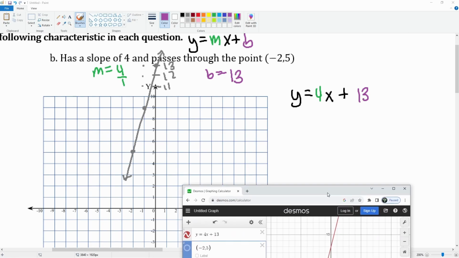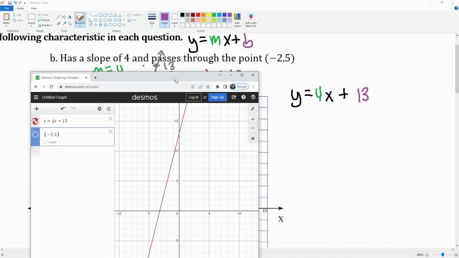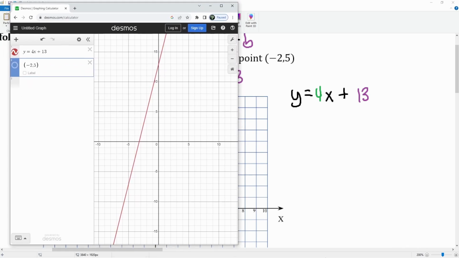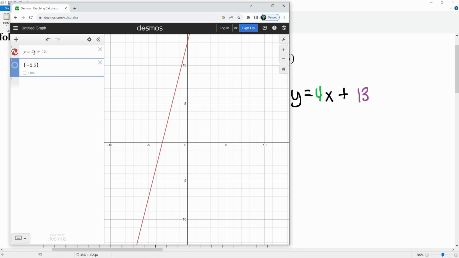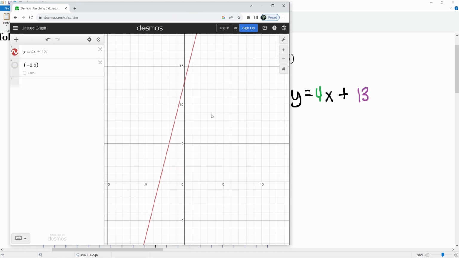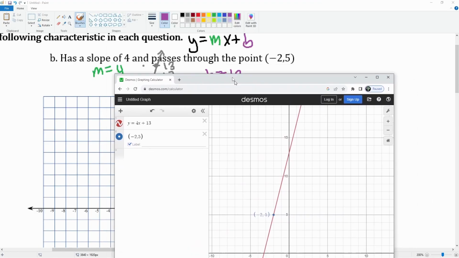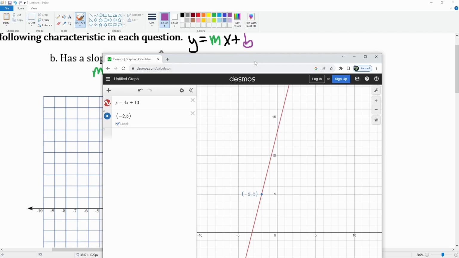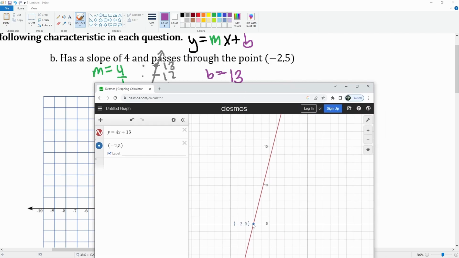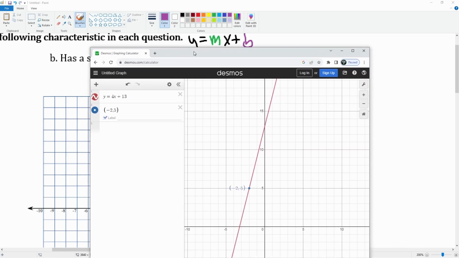All right, let's say you don't believe me, okay? All you have to do is you can double check by graphing it. Here's Desmos, okay? I graph y is equal to 4x plus 13. Do you see how it goes here? And I also label that point of -2, 5. So did it pass through that point of -2, 5? Yes, it did right here. Then it also has that same slope, okay? This is how you can double check.